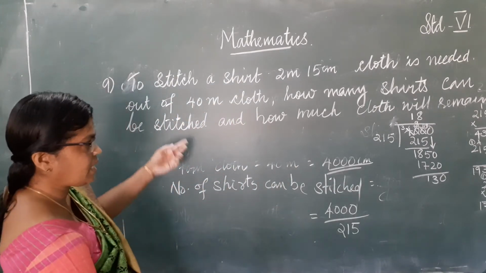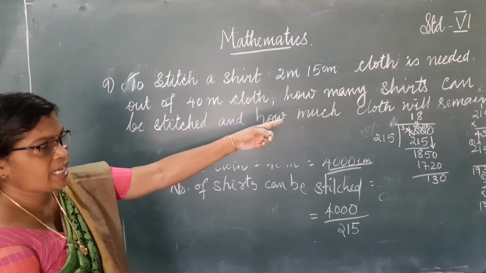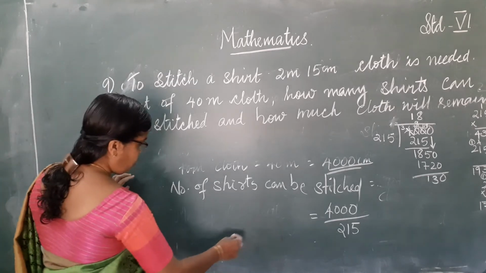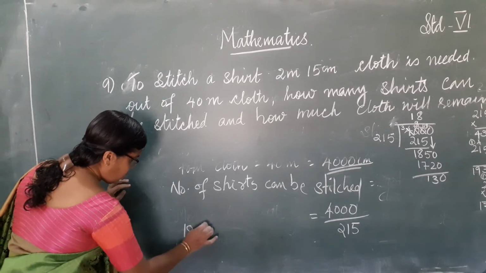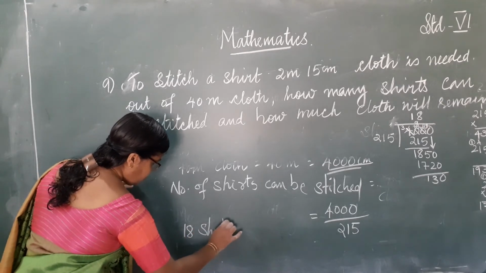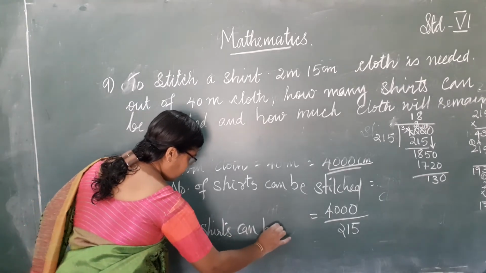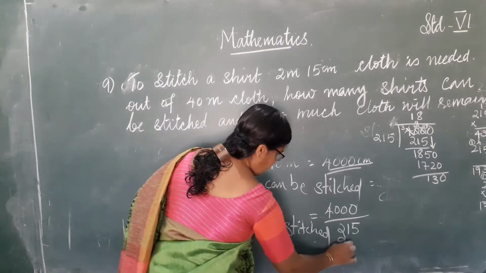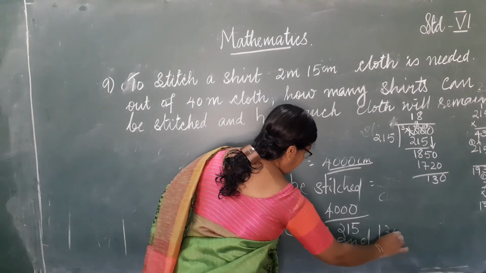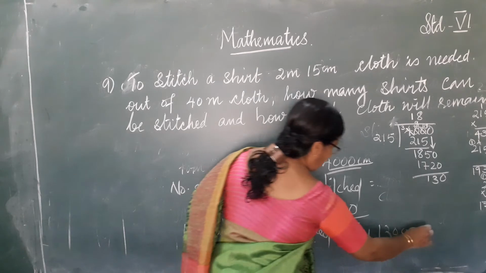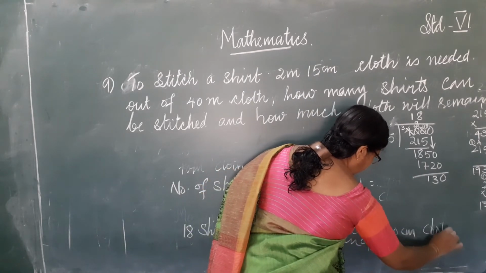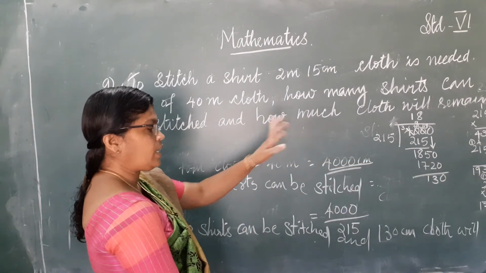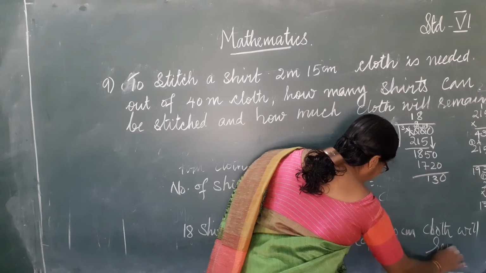So our question is how much cloth will be remaining? How many shirts can be stitched? We can stitch 18 shirts, and 130 centimeter cloth will remain.